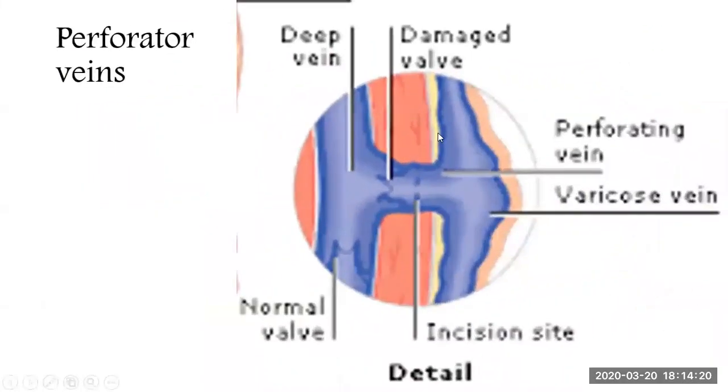The third set of veins is the perforator veins, which traverse the deep fascia, conveying the blood from the superficial system to the deep system through a natural aperture present in the deep fascia. These veins also possess unidirectional valves, allowing the passage of the blood from the superficial veins into the deep veins and preventing its passage in the opposite direction.